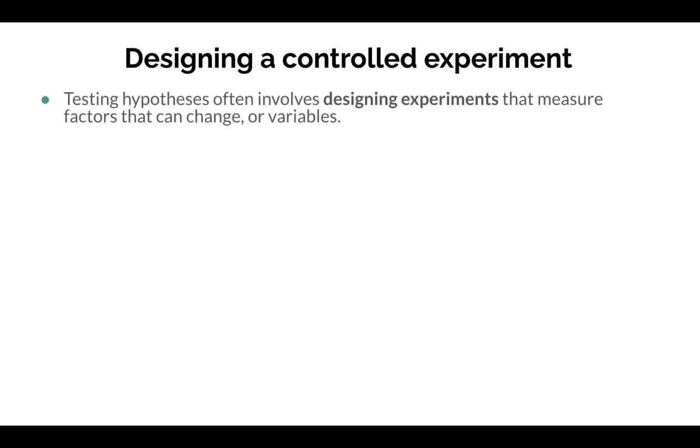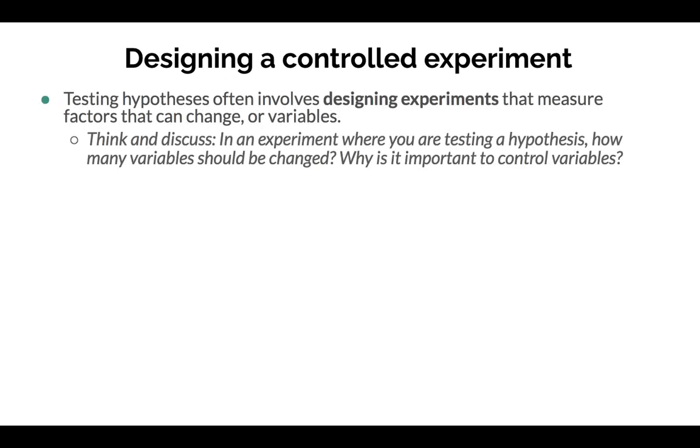So, in designing a controlled experiment, pause here and think to yourself: in an experiment where you're testing a hypothesis, how many variables should be changed, and why is it important to control variables? Pause here, think for a moment or two.